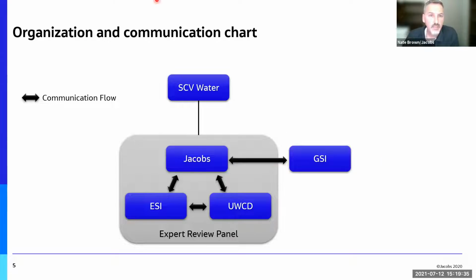Thank you, BJ. Make sure I'm unmuted. I am. Good. So just really quick organization and communication chart here. So as BJ mentioned, I was to lead this expert review panel. You can see in terms of a basic communication flow chart, we had really good open dialogue among the ERP panelists, Jim Rumbaugh with ESI, Jason Sun with United. We were contracted directly, or Jacobs was, by SCV Water. During the review process, we had full access to GSI. So we were not limited in any way to ask questions as they came up, ask for some clarification. So this was the general organization and communication flow chart.